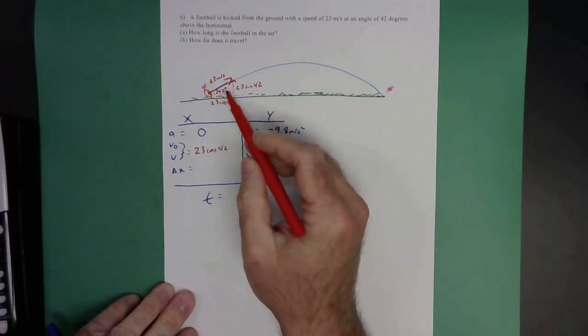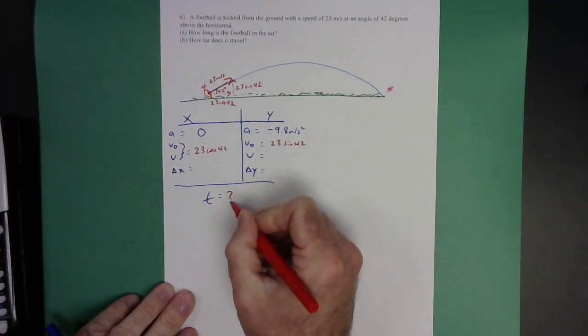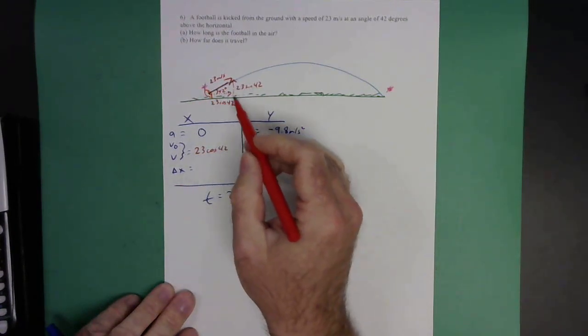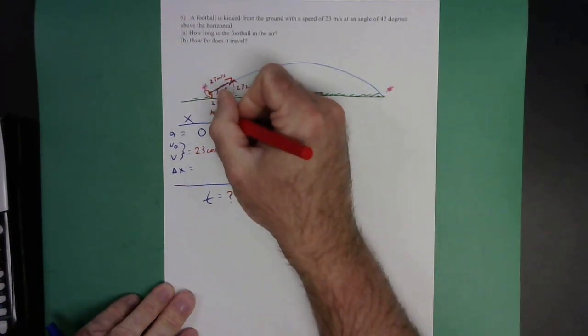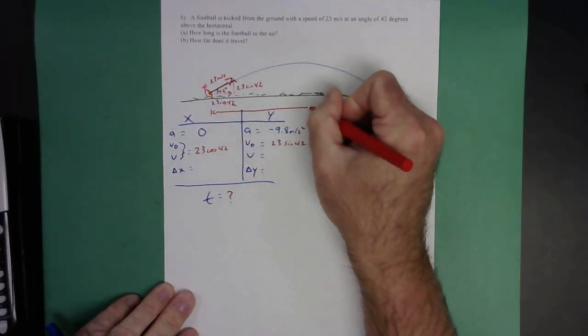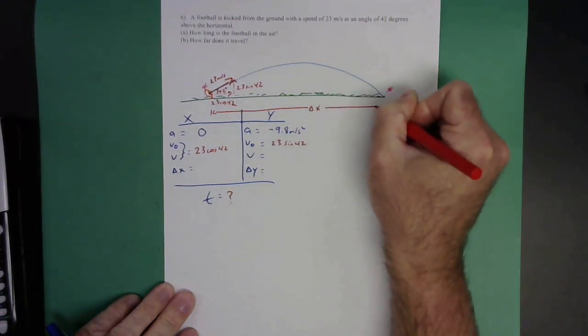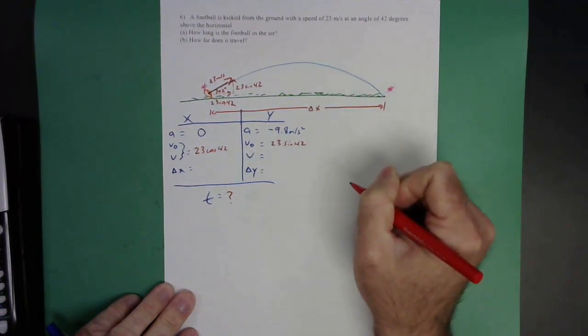Now, we're trying to see the time it's in the air. This is what we want to know. We want to know how far it goes sideways. So we are trying to solve for this delta x here to go there, right?